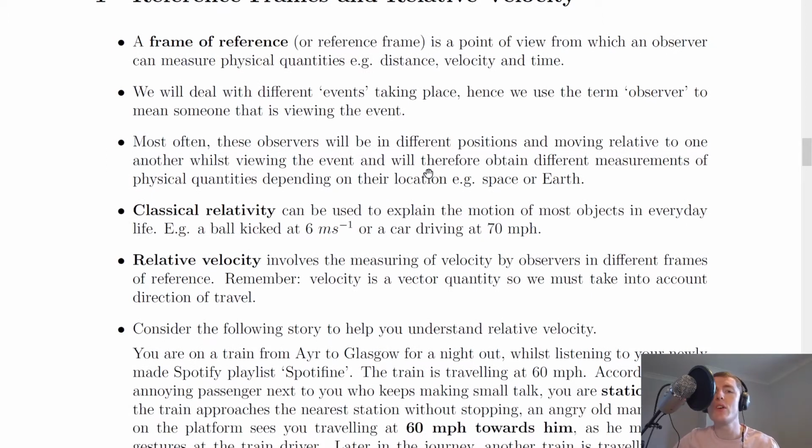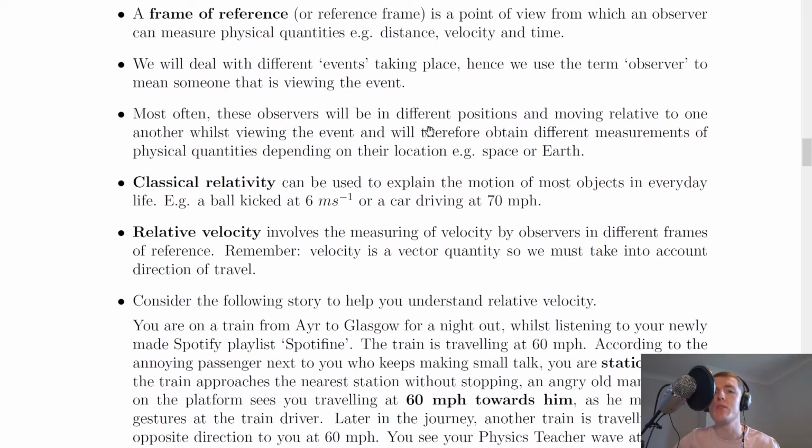It then goes on to say that most often these observers will be in different positions and moving relative to one another whilst viewing the event, and will therefore obtain different measurements of physical quantities depending on their location, for example space or Earth. So more often than not, what you'll see in higher physics questions to do with this topic is one observer moving in space, for example on board a space shuttle, whereas the other observer will be on Earth.